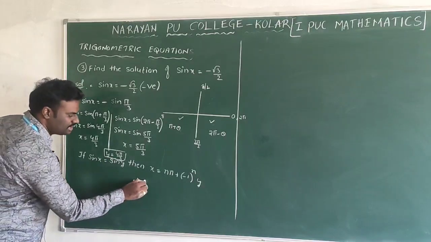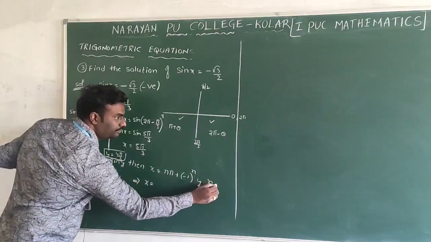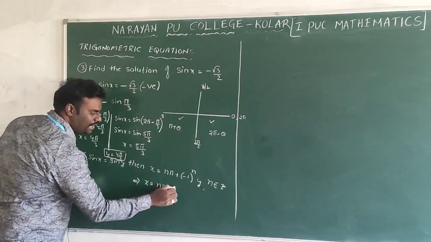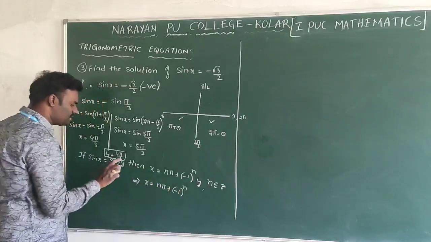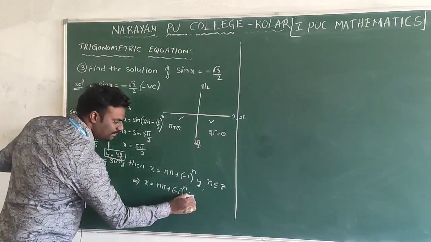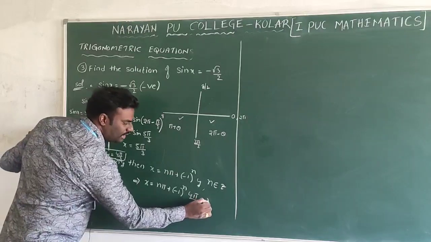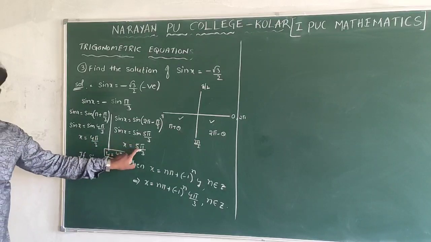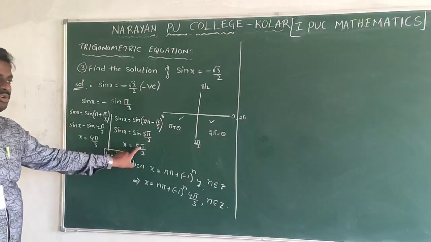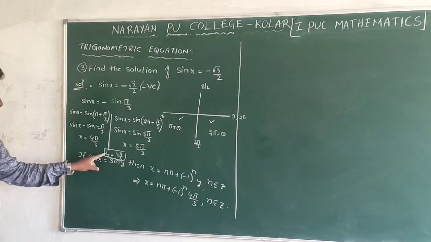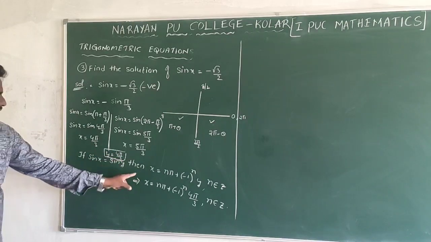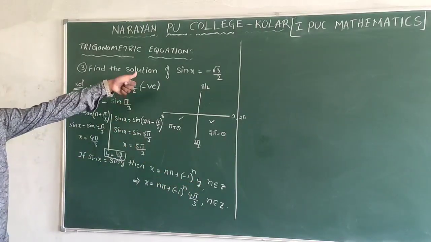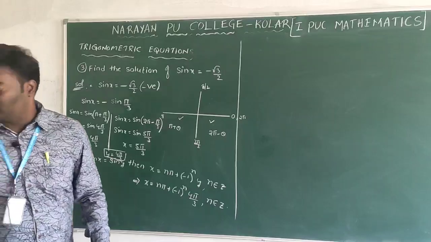The general solution is x is equal to n pi plus minus 1 power n into what is the y value? 4 pi by 3, where n belongs to Z. This is the general solution. We got two principal solutions. In the two principal solutions, I am taking the starting one, that is y equals 4 pi by 3. So you can substitute this y value in this general solution formula. We will get the solution of sin x is equal to minus root 3 by 2.